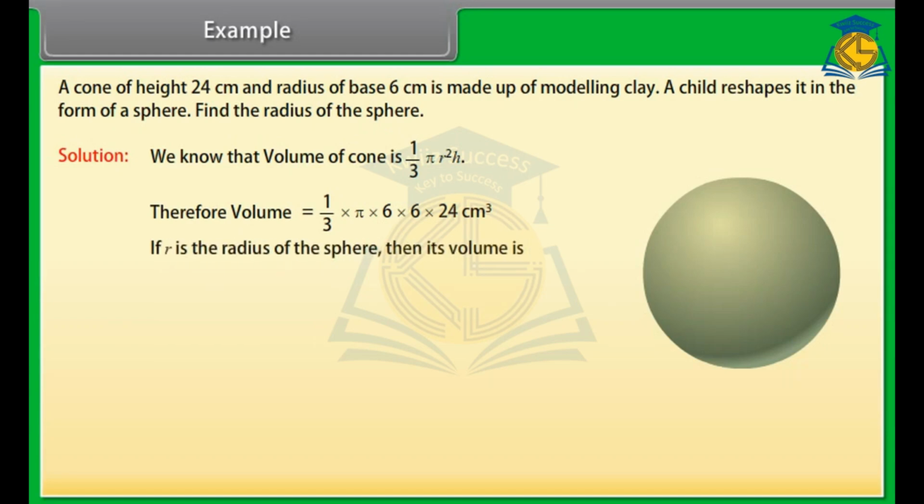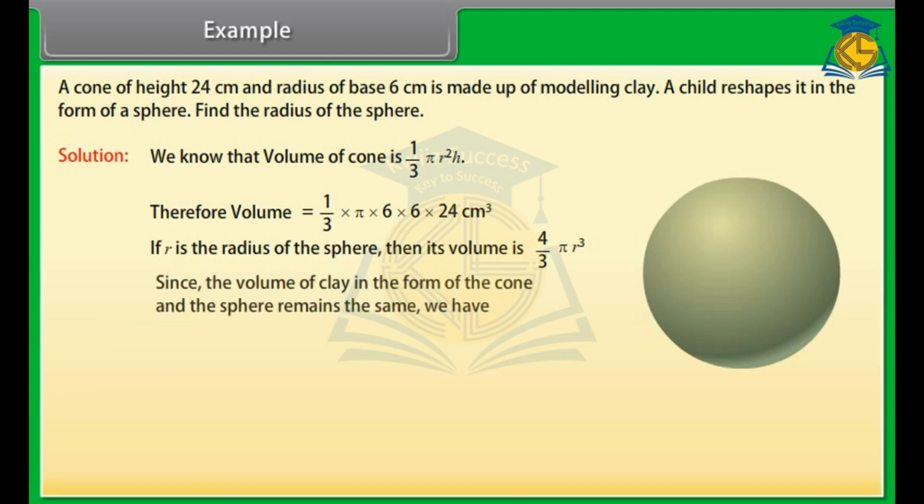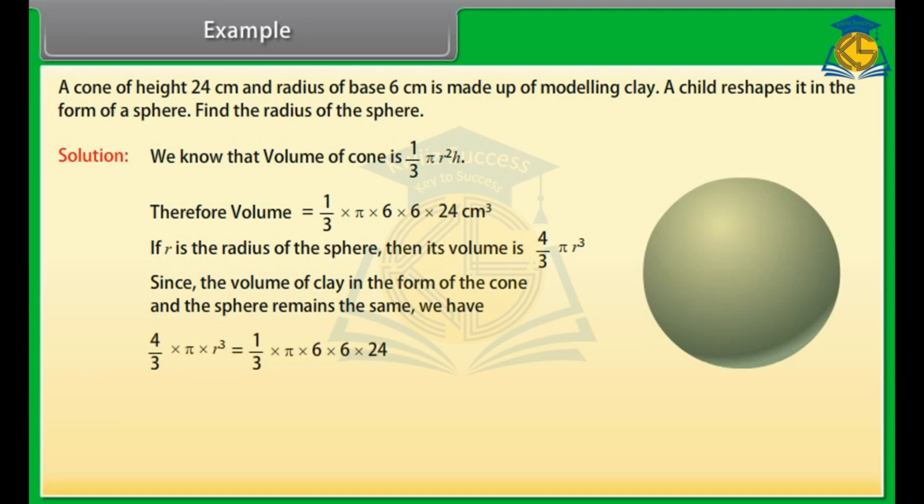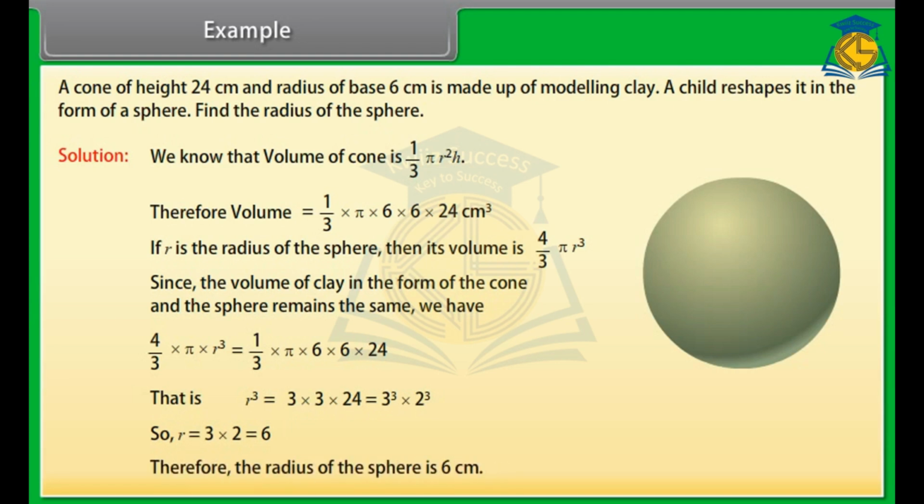If r is the radius of the sphere, then its volume is 4 upon 3 pi r cube. Since the volume of clay in the form of cone and the sphere remains the same, we have that is, so r is equal to 3 into 2 is equal to 6. Therefore, the radius of the sphere is 6 centimeter.